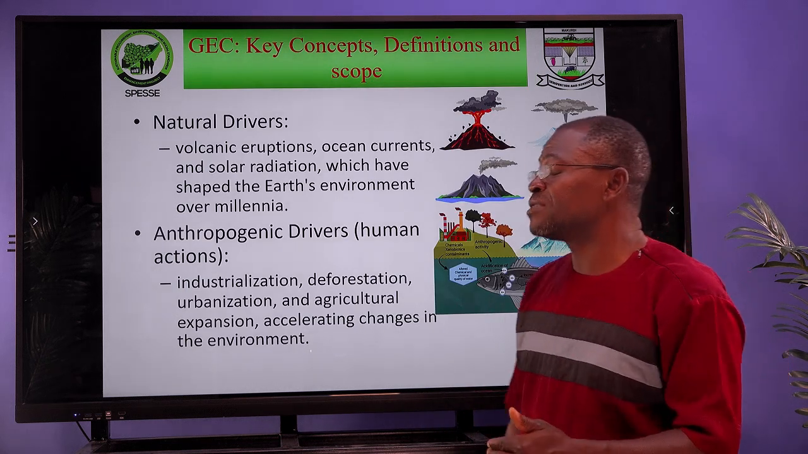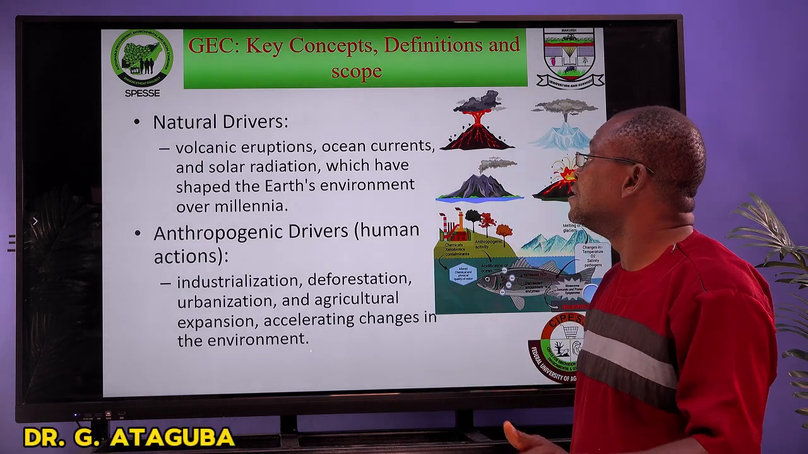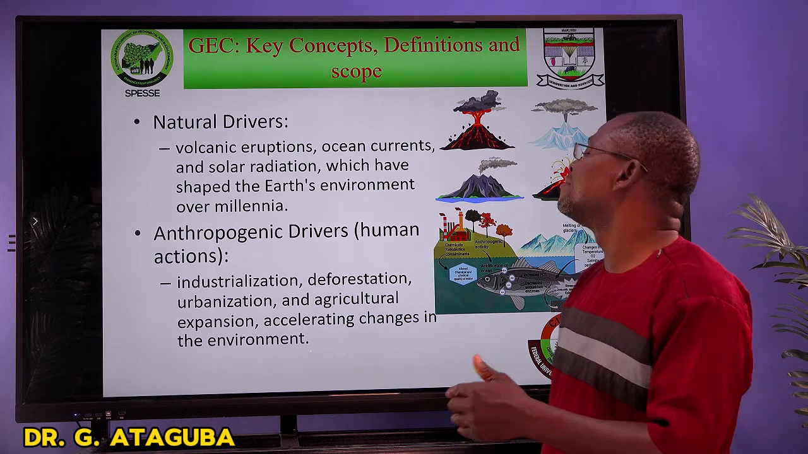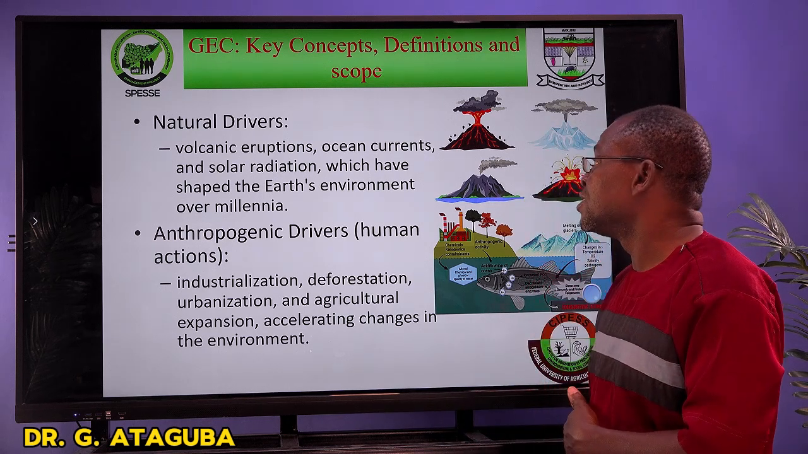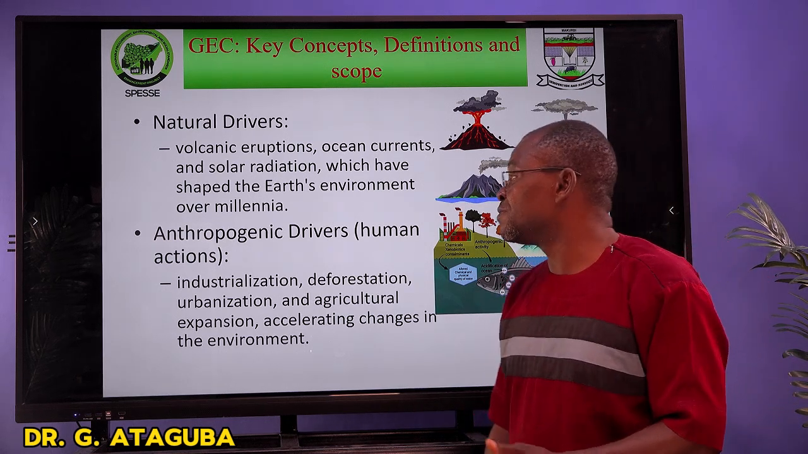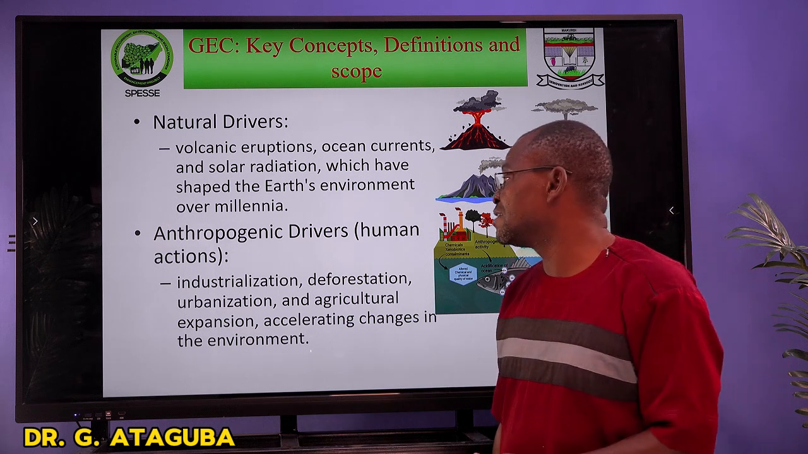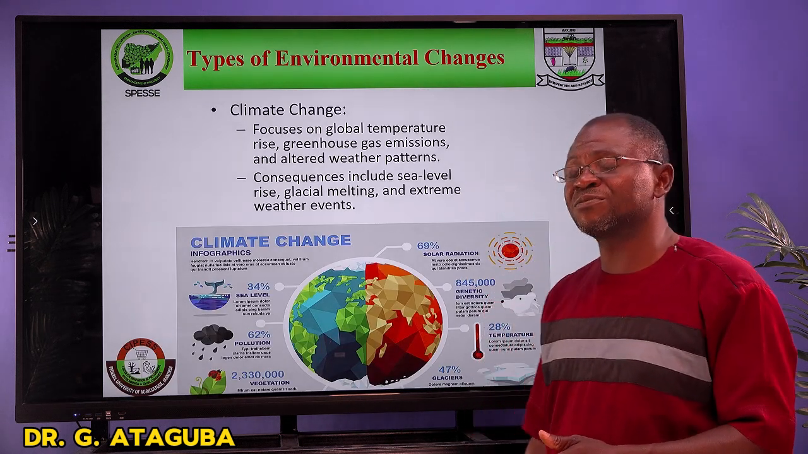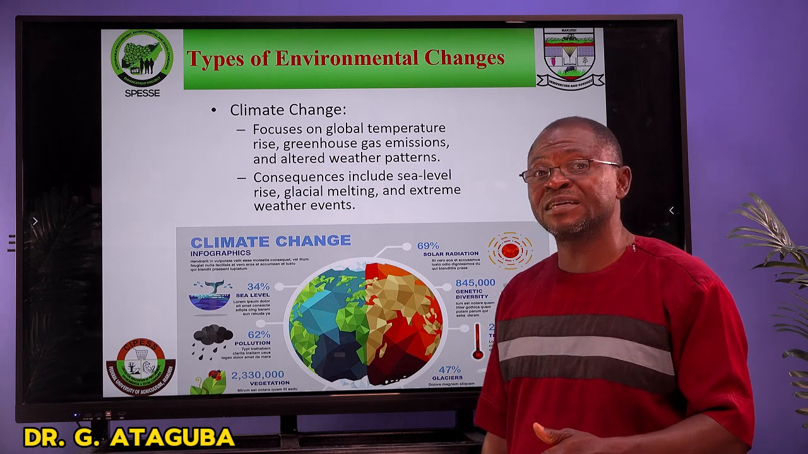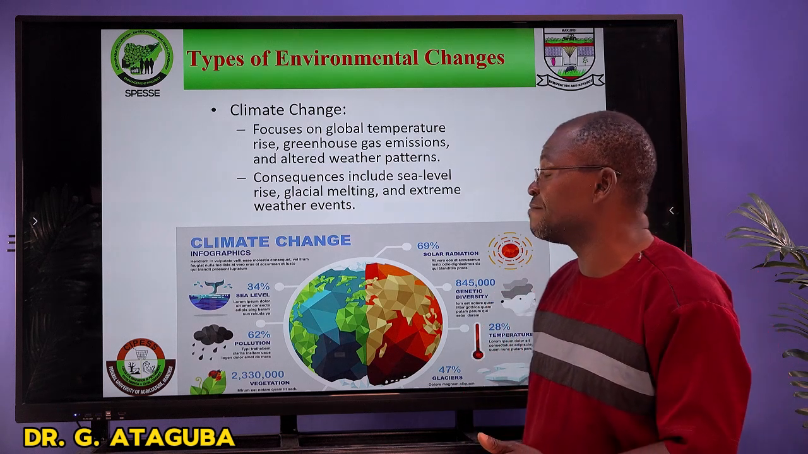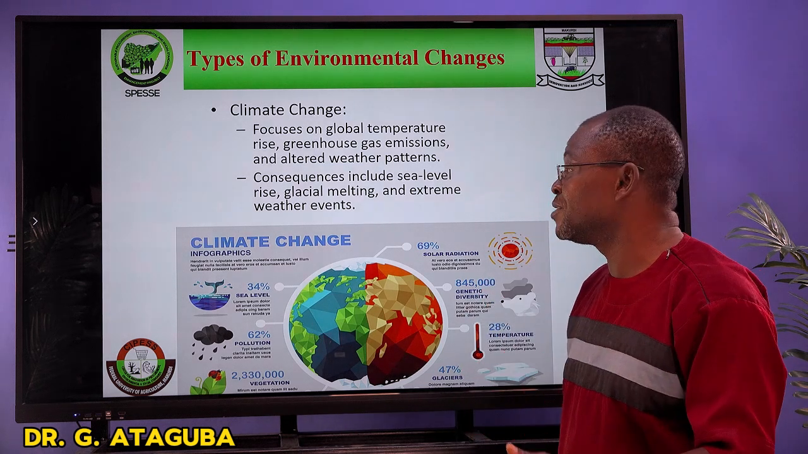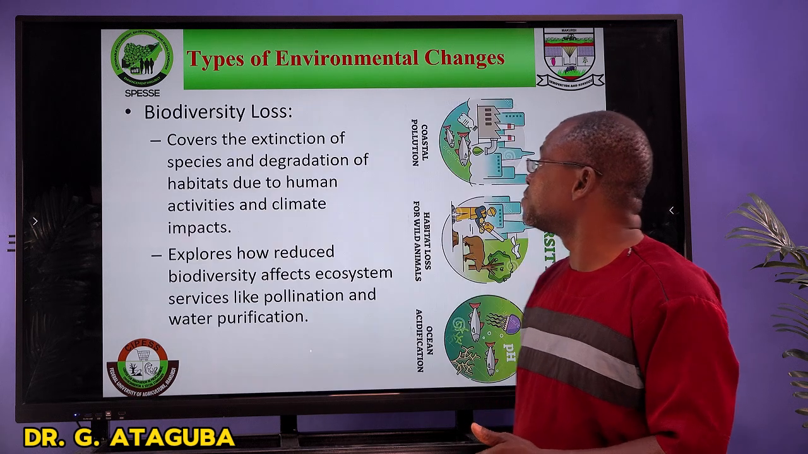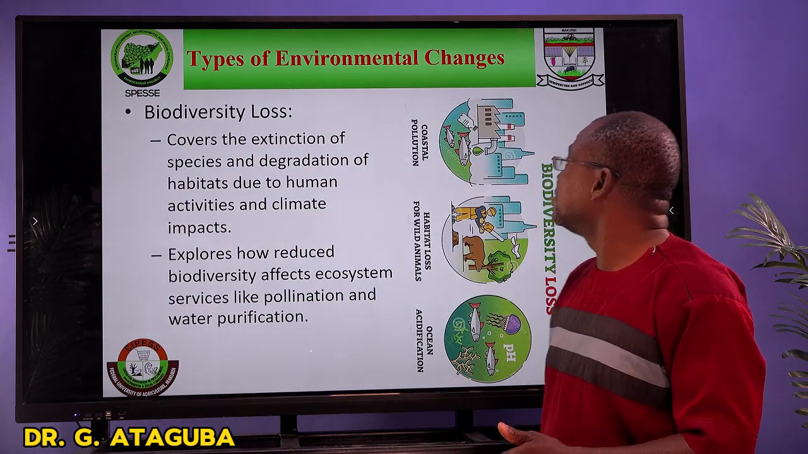Now, there are two drivers that can affect or that drive environmental change. One of them is natural, and the other one is artificial or man-made, anthropogenic factors. Now, also, climate change is one of them, but it's more or less like an artificial driver because it is caused by human beings as well.